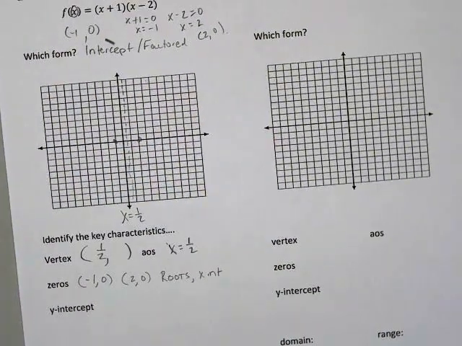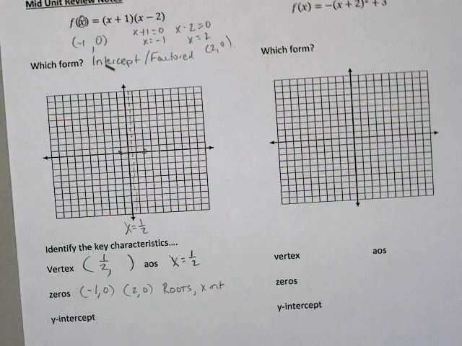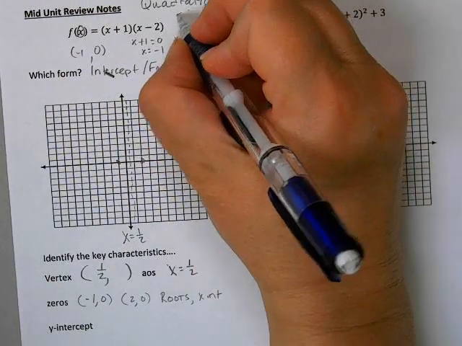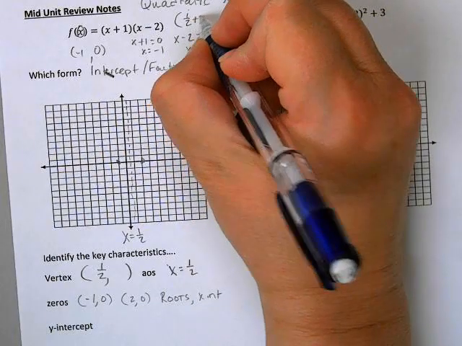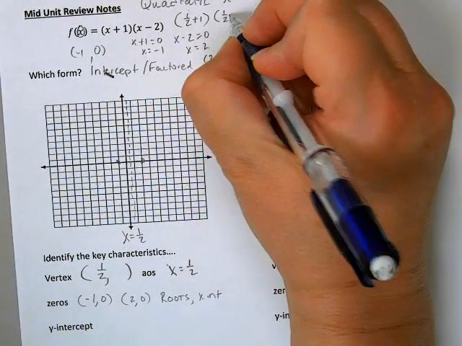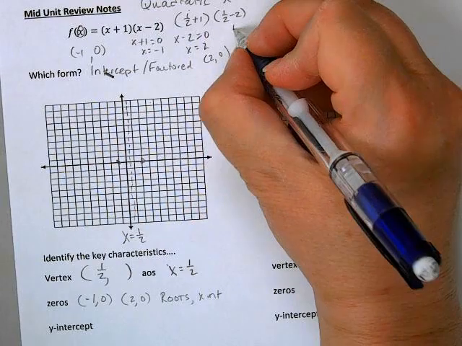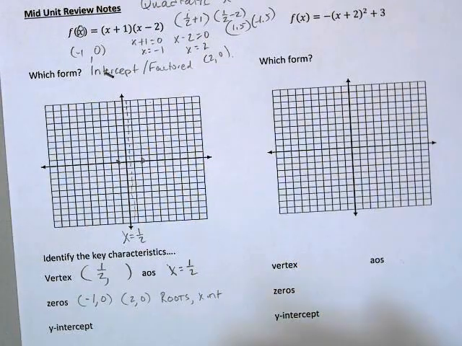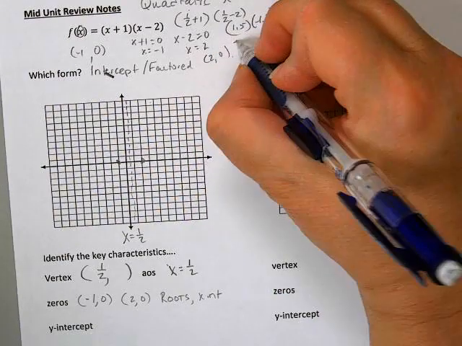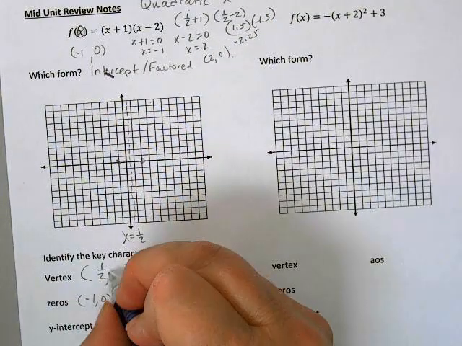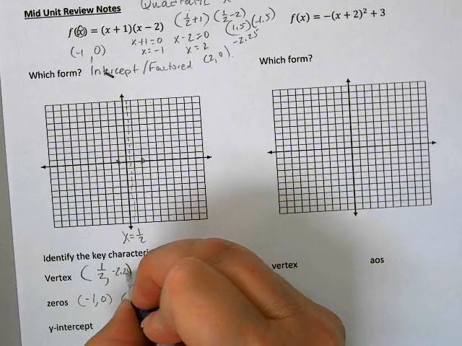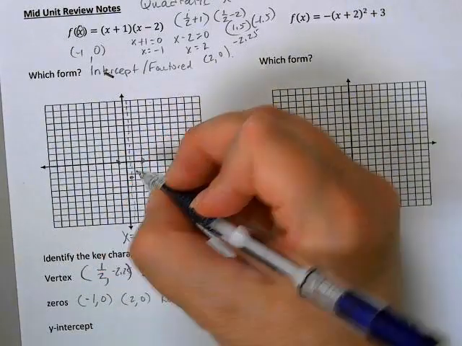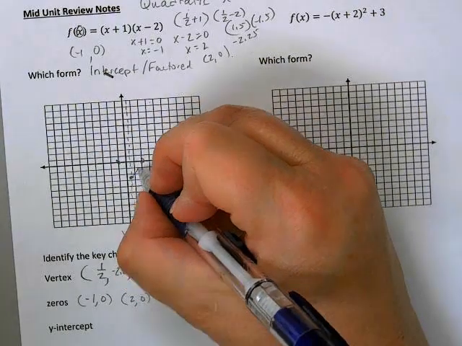So then to find the y value, I'm going to go up to the top into this equation, and I'm going to put 1/2 in place of x. So 1/2 plus 1 times 1/2 minus 2 would be 1.5 times negative 1.5, which is negative 2.25. So the vertex is at 1/2, negative 2.25. Somewhere like this. I'm going to go ahead and just draw in my parabola.